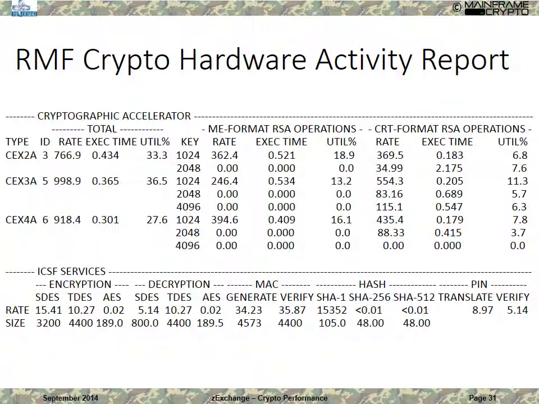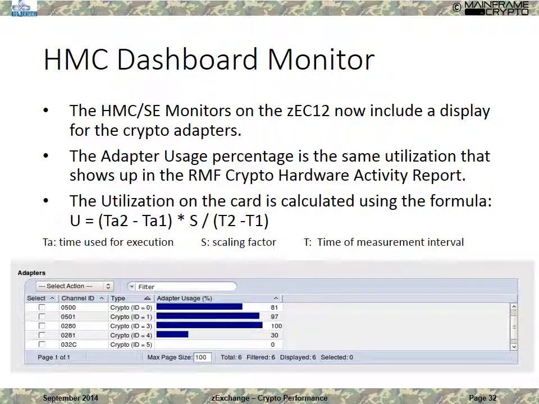Let's go to slide 32. Also be aware that starting with the EC12, on the system activity display, a new screen was enabled to give you a snapshot of the crypto coprocessor utilization. This is the same number that showed up on the RMF report, but this is just a snapshot. So you can take a quick look.